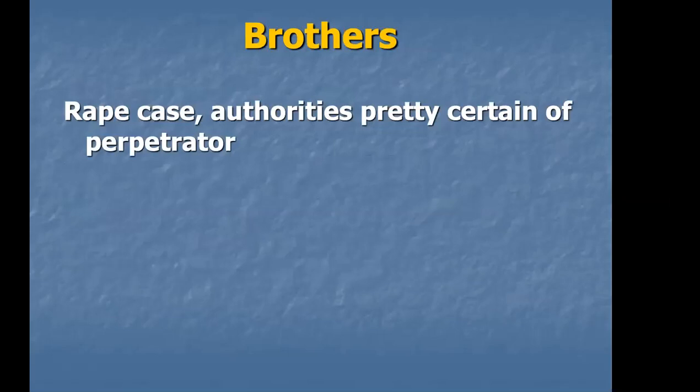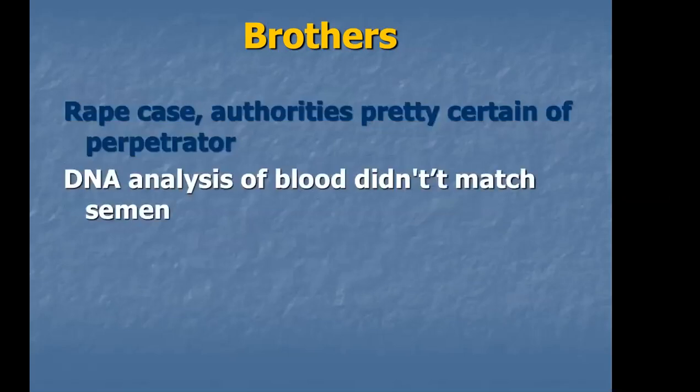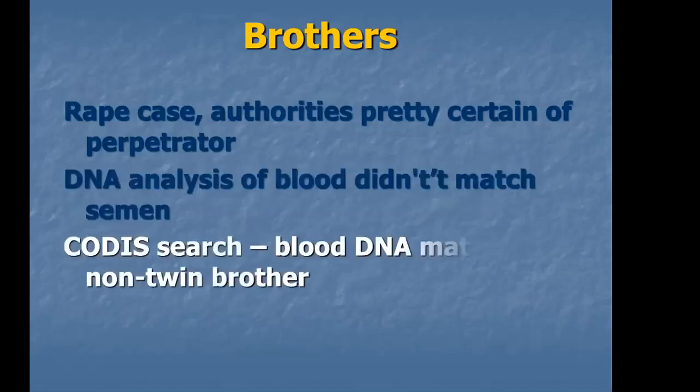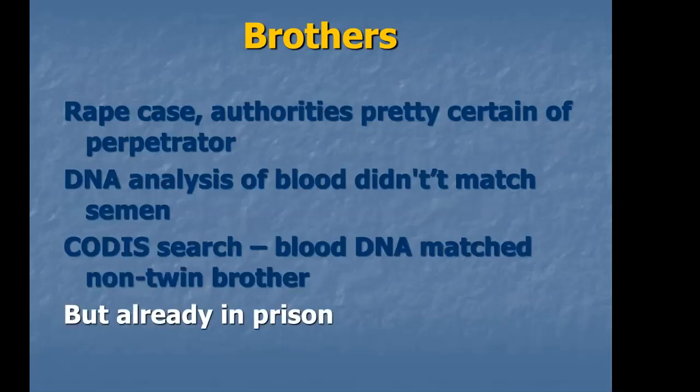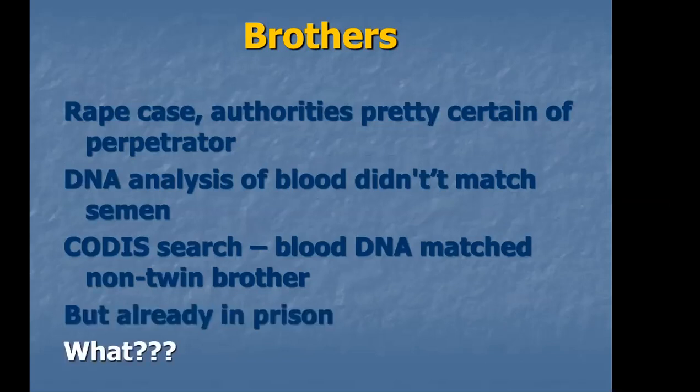Now, one more story. I said that would be the last, but let's do this one too. A rape case. Authorities were pretty certain who the perpetrator was. DNA analysis of blood didn't match the semen, though. CODIS search. Blood DNA matched a non-twin brother. Problem was, he was already incarcerated at the time of the crime. So what happened? Any speculation?